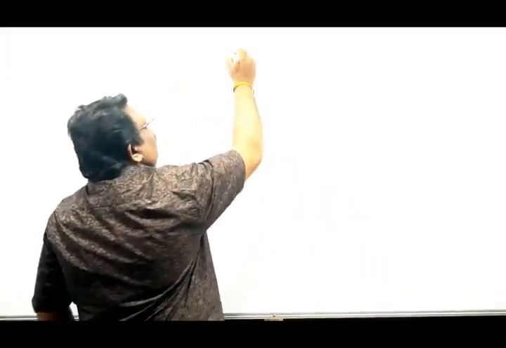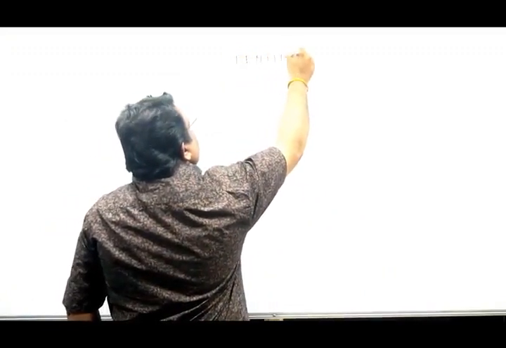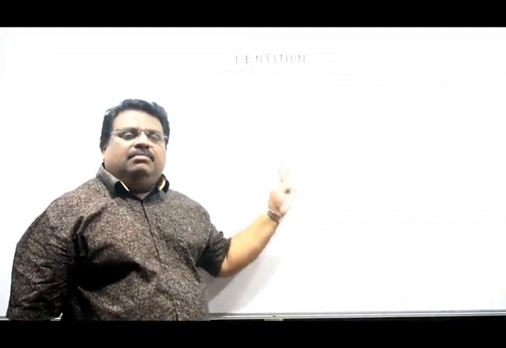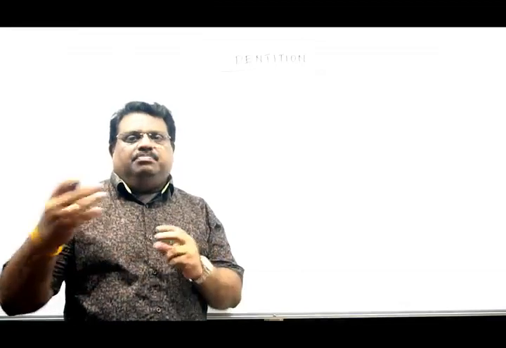Dear students, today we are going to study a small topic called dentition. Dentition means the pattern of arrangement of teeth within the buccal cavity. So dentition can be defined as the pattern by which teeth are arranged within the buccal cavity, attached to the upper and lower jaw bones.